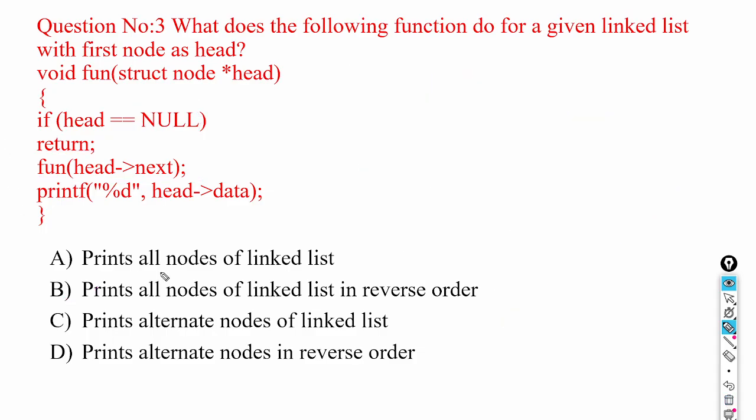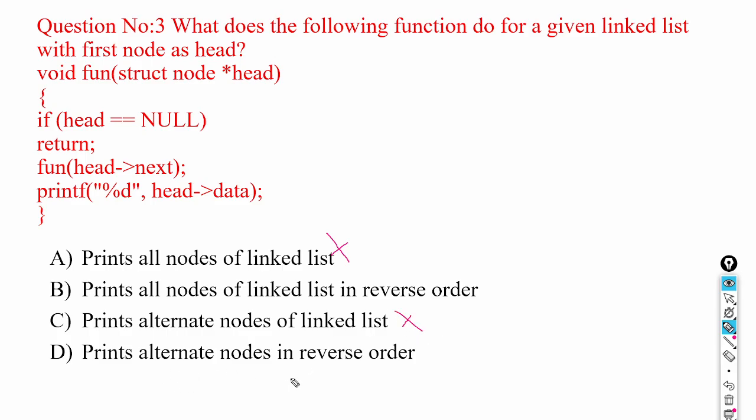So, here, print all nodes of linked list. Yes, it will print all nodes of the linked list, but there is no reverse order here. Only the normal forward order is there. So, this is the wrong answer. Print alternate nodes of a linked list? No. There is no skipping here. Directly we are moving head to the next. So this is also a wrong answer.